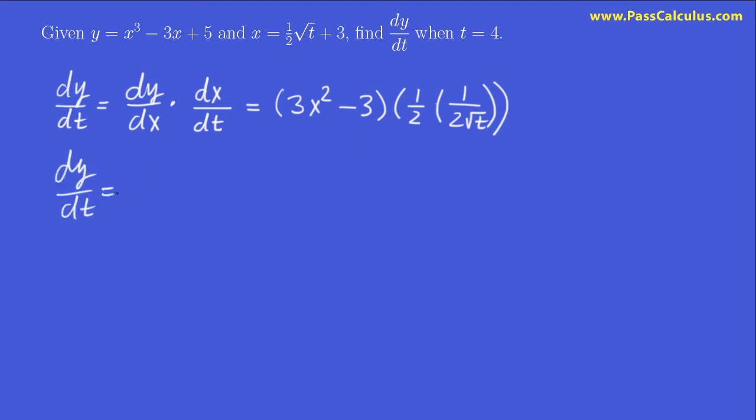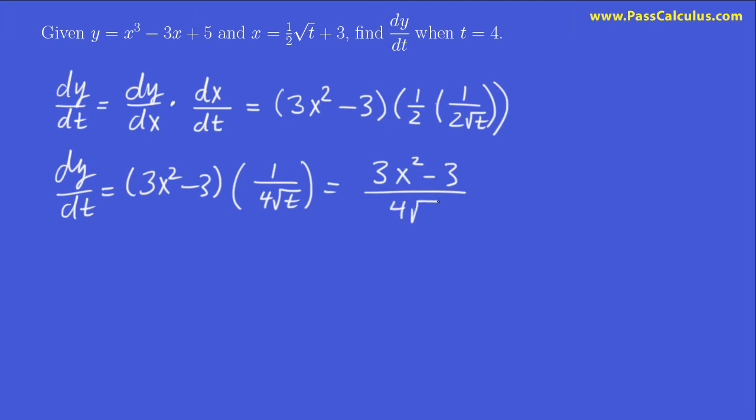So dy dt is going to be, well, 3x squared minus 3 stays. And we could multiply the half times the half, so it's 1 over 4 root t. And why don't we just write this as a fraction without any brackets? So 3x squared minus 3 all over 4 root t. We could factor the 3 to the front, but that doesn't matter here. We want to replace t by 4 now. So this is the derivative.